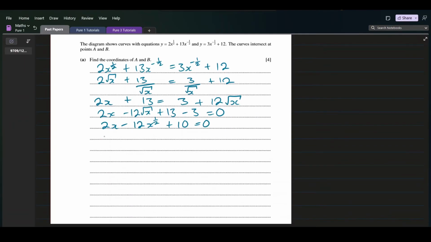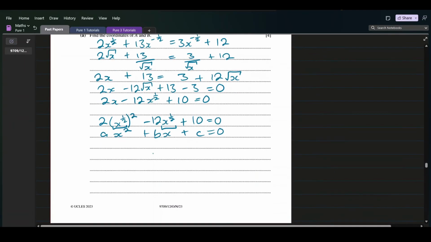And to show you that, I'm going to write it as 2. Then we've got (x^(1/2))² minus 12x^(1/2) plus 10 is equal to 0. So you can see that now our equation is in the form ax² + bx + c = 0. So in this case, our x is being represented by x to the power half, right? So now we need to solve our hidden quadratic.